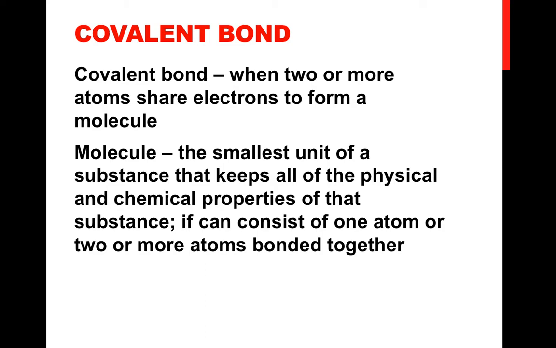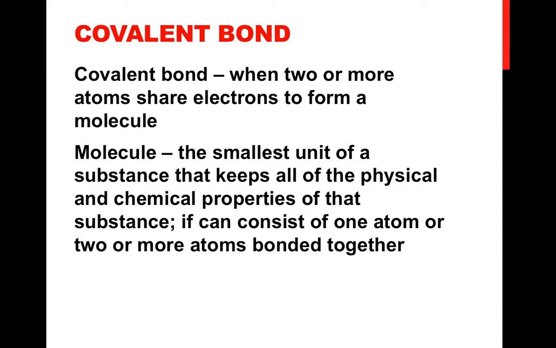Covalent bonds are when two or more atoms share electrons to form a molecule. Okay, here's the thing. Covalent bonds share electrons. If I was in class right now, I would say covalent bonds, and I'd want you to say share electrons. That's what you have to remember out of this: covalent bonds share electrons.